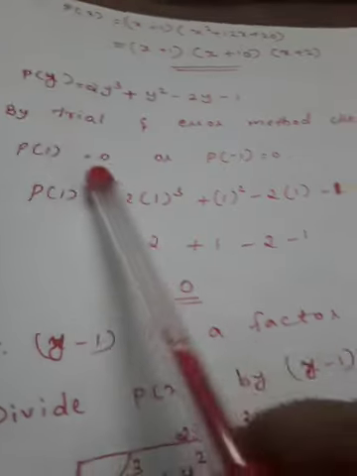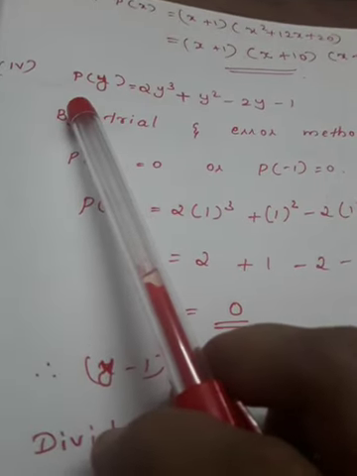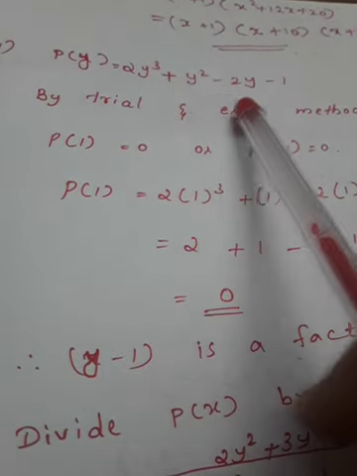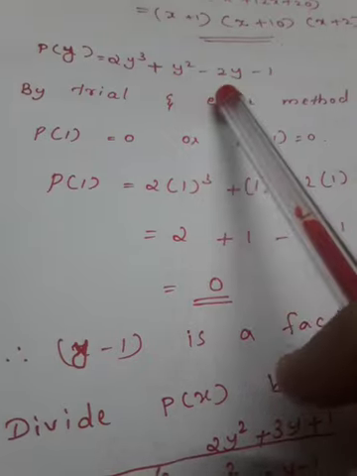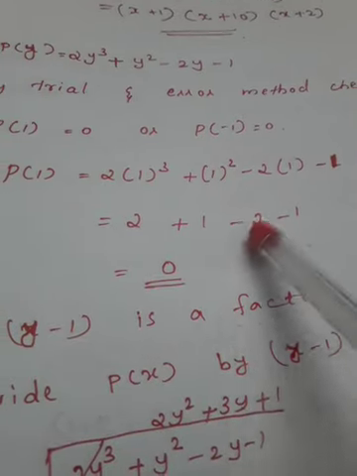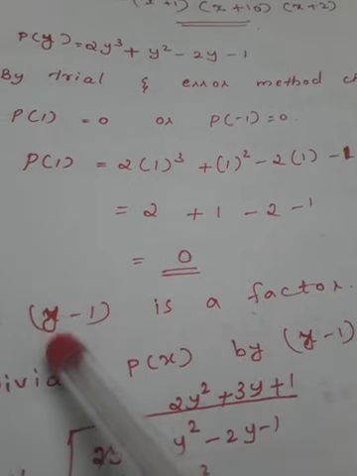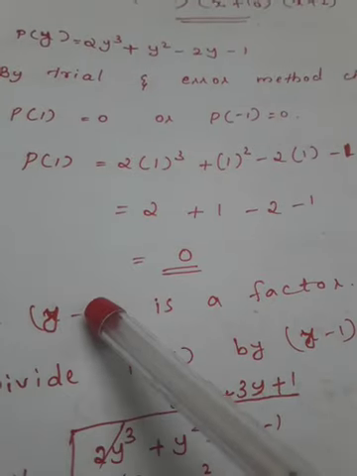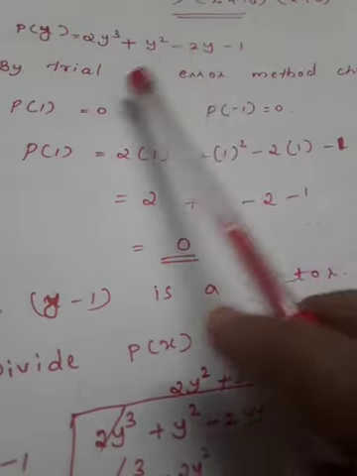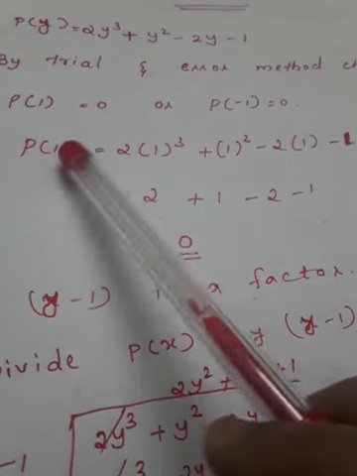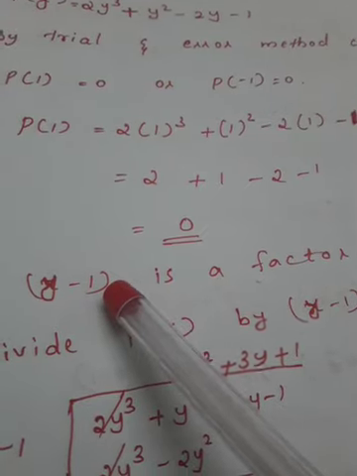Then next question, fourth one. P of y equal 2y cube plus y square minus 2y minus 1. So here also we need to do the trial and error method. Then P of 1 we should find first. That will be 0. So y minus, here the variable is y, so we can write y minus 1 is the factor. If the variable is x, then x minus 1. Here variable is y, so P of 1 is 0, then y minus 1 will be the factor.